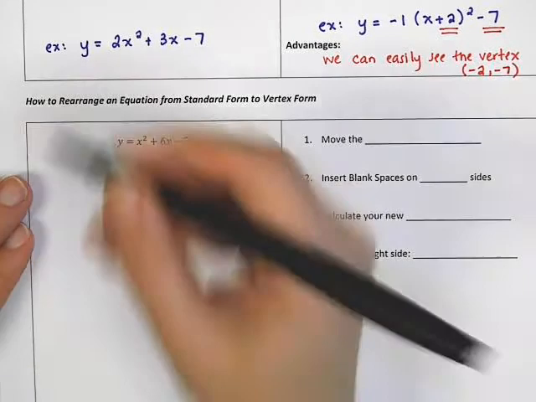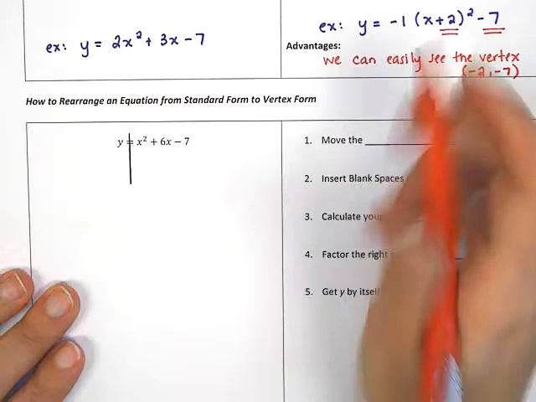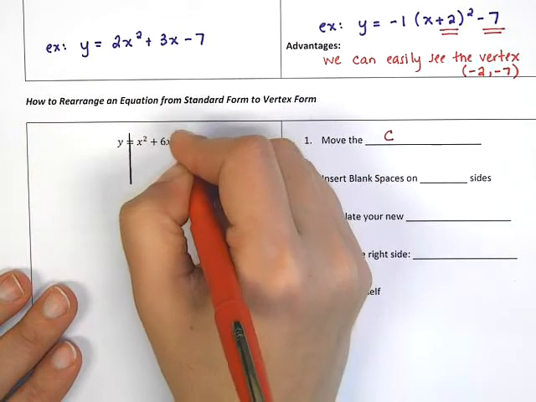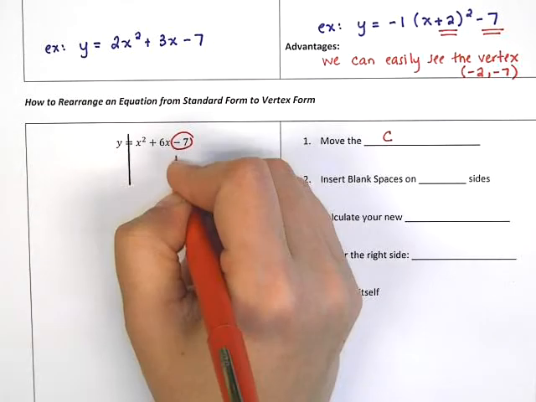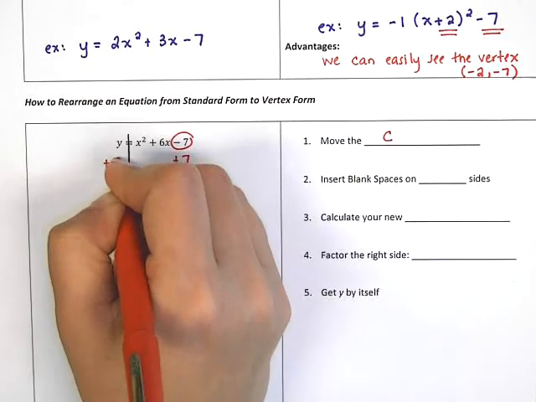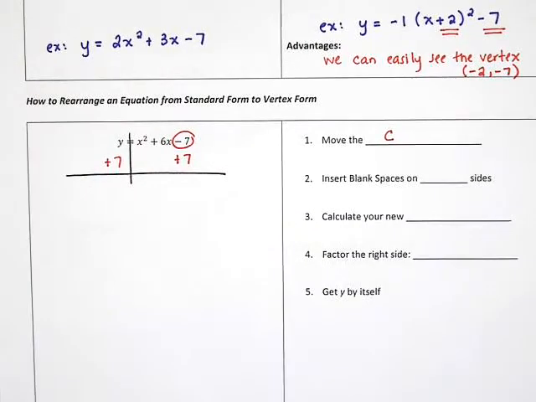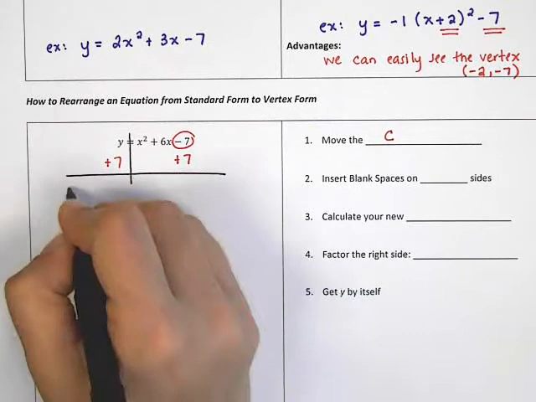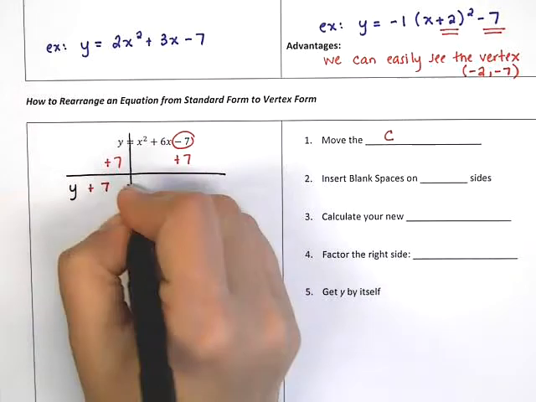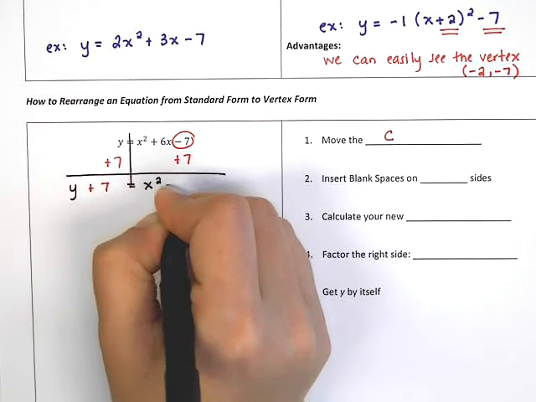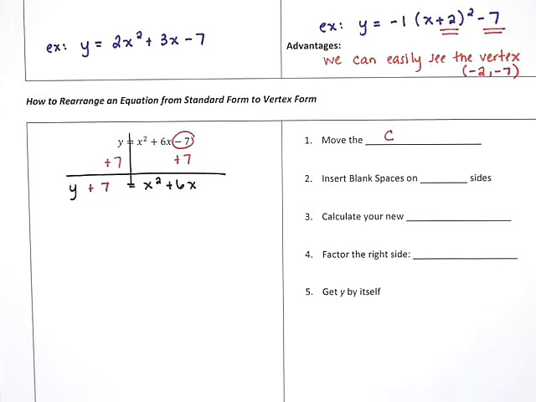The first step is going to be to move the c, which would be right here, to the other side. So what we're going to do is add 7 on both sides, because that's going to relocate the 7 so that it's on the left side of the equal sign instead of the right. So our new equation would be y plus 7 equals x squared plus 6x on the other side.